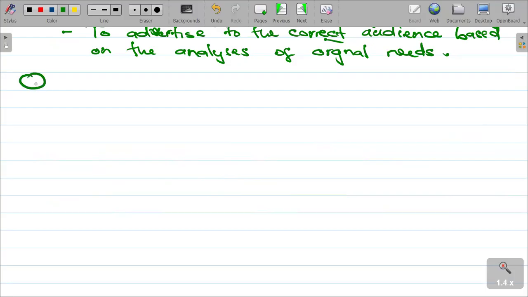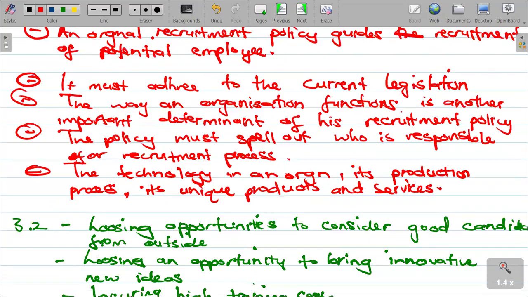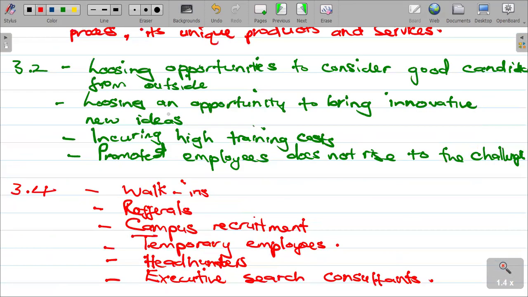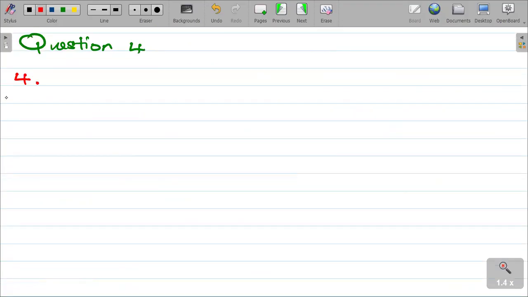4.1. We're going to list 5 internal factors of selection. Internal factors of selection. Right. We have 1, the information provided.